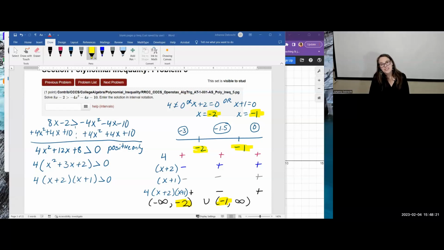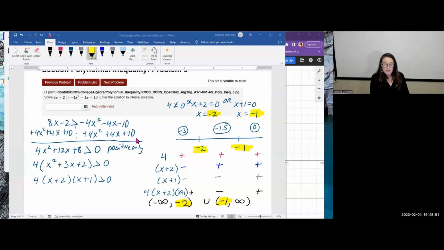So how did you do? Let's compare our answers and see if we got the same thing. So when we set up our equation, you can see we have 8x minus 2 greater than -4x squared minus 4x minus 10. When it's this line, 8x minus 2, above this downward opening parabola, -4x squared minus 4x minus 10. We want to get everything onto one side of the inequality and then factor it.